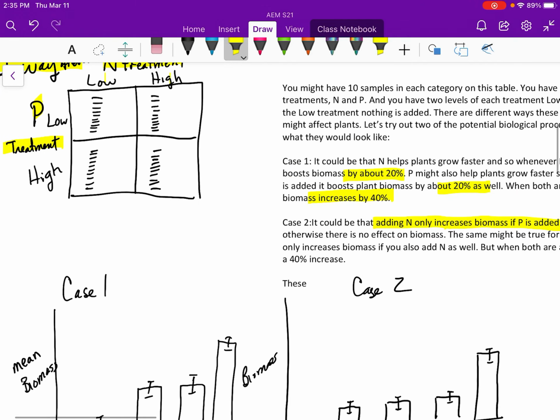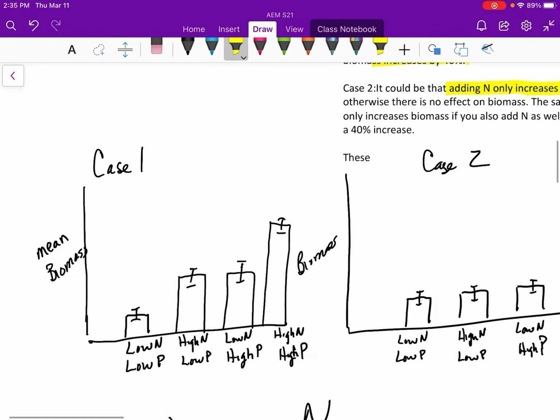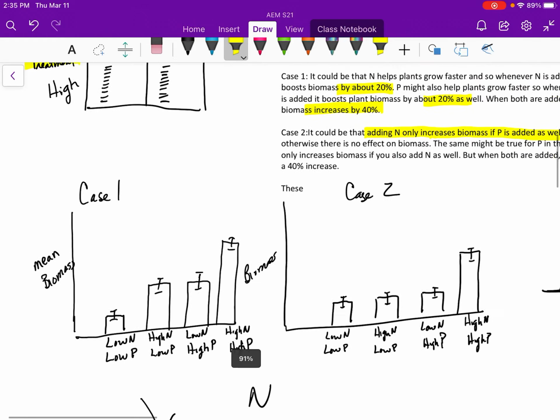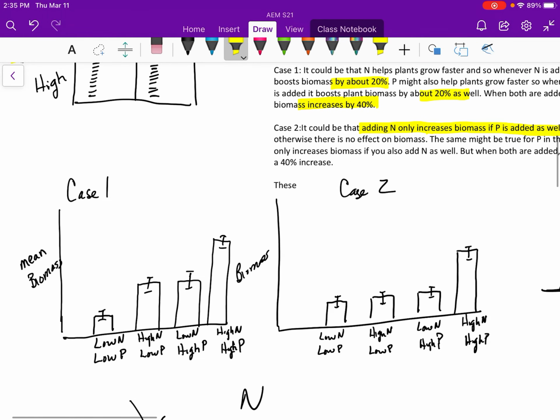Let's take a look at what that would look like. In case 1, where the two effects are independent of each other, we are seeing an increase, and I'll try to write this on here in blue. You're seeing a little increase here for high nitrogen with no phosphorus, and an increase with just phosphorus but no nitrogen. And when you get high nitrogen and high phosphorus both, you get this really, really big increase. All right.